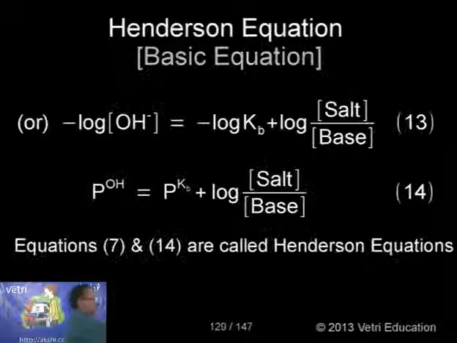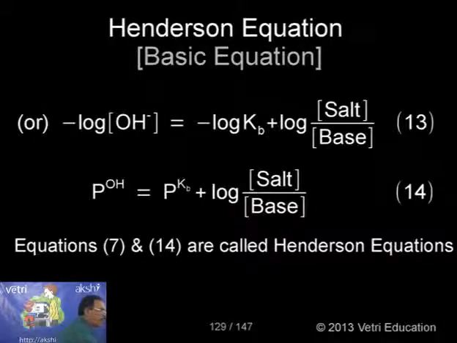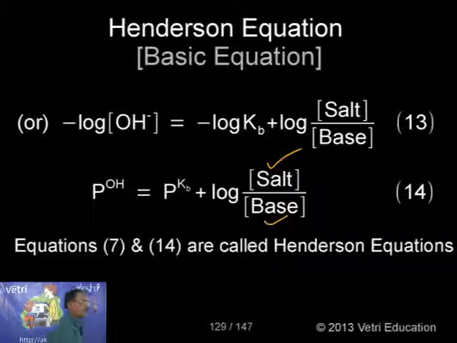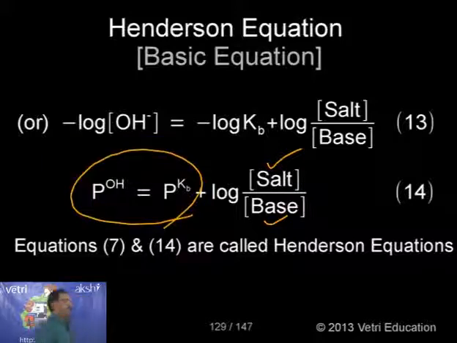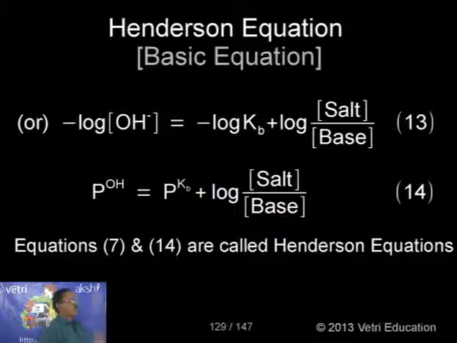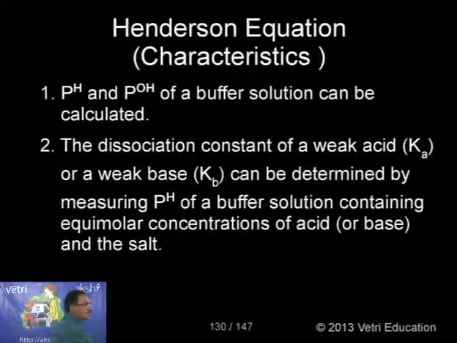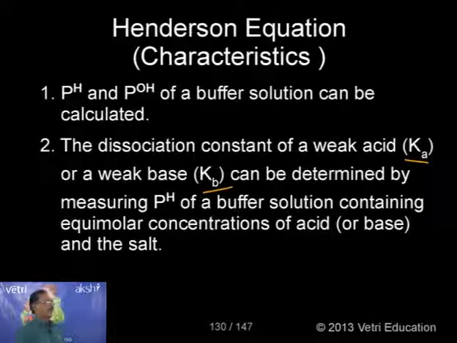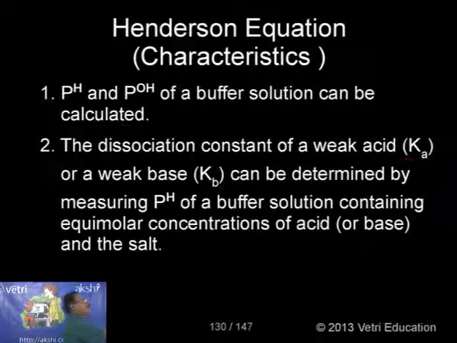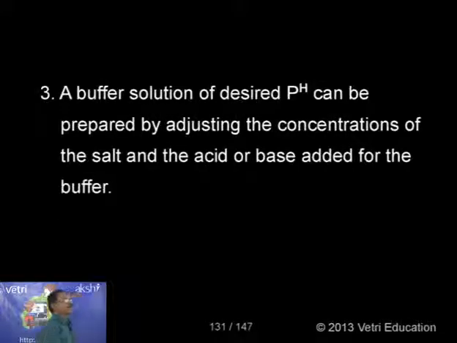Just listen here, you can understand. In this equation, if you keep the salt concentration and base concentration the same, automatically it is log 1, so that means pOH will be pKB. The same way pH will be pKA. So directly we can measure pH and pOH by keeping the concentrations of salt and base equimolar. This is the idea. So from pKA and pKB, we can get KA and KB. That is the second most important application. Okay, third one, the most important information.